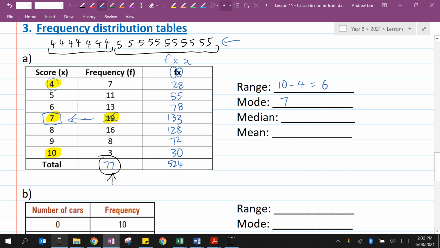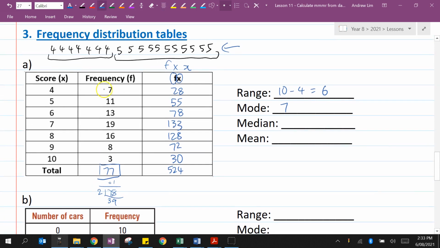Alright, median. The median is the middle score. How I like to work this out is I have a look at the total frequency, and in order to find a middle score, I'm going to add 1 to that and then divide it by 2. So when I add 1 to that, that's 78. 78 divided by 2 is 39. So what that means is I'm looking for the 39th score.